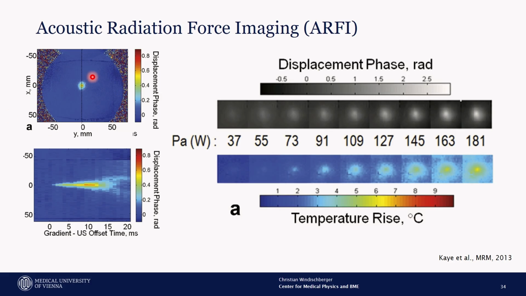Here are some examples of how you can do this. This is in a phantom, so the cross section, that's transversal to the actual sonication direction, and this is in the sagittal plane. And here are some examples: if you change how much sonication you do, you very nicely see a change in the displacement.